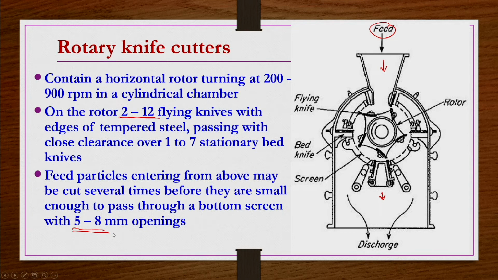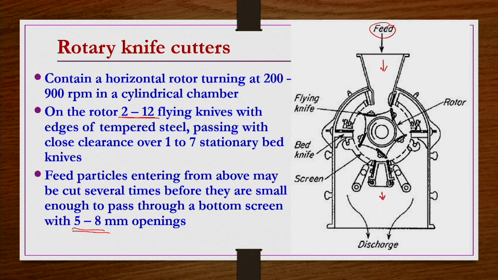So, the particles coming from the top will undergo cutting several times until the size becomes 5 to 8 mm. The particles smaller than that are collected through the discharge at the bottom, whereas the particles larger than that are retained inside the machine and undergo further cutting action by these flying knives. So, that is about the rotary knife cutter.